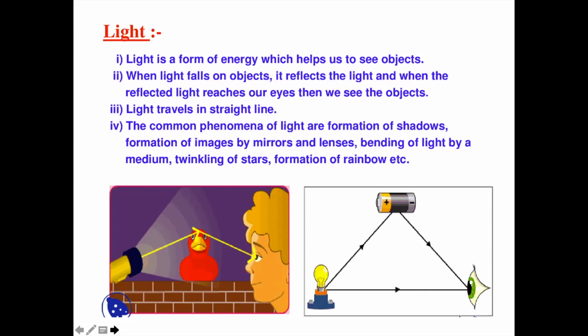In this chapter, we will be learning about common phenomena of light, like formation of shadows, formation of images by mirrors and lenses, bending of light by a medium, twinkling of stars, that is also because of refraction of light, formation of rainbow, also by refraction of light. Also, we will be learning about scattering of light, because of which we can see blue skies, yellow skies, red sky, white sky.